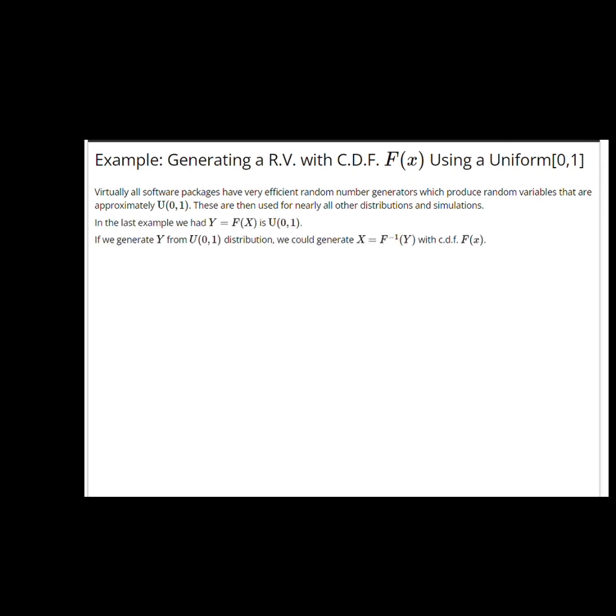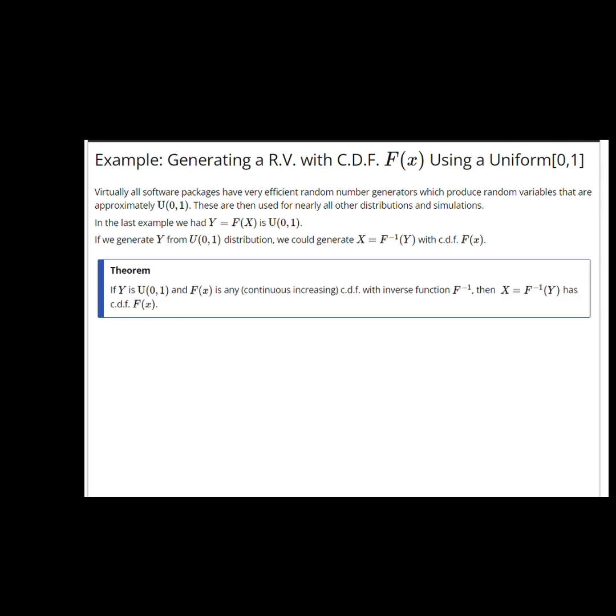Let's go back to the last example. We discovered that Y equals F of X is a uniform on the interval from 0 to 1. Of course, if we have an inverse, F minus 1, and apply it to both sides, this equation is equivalent to the equation X is equal to F minus 1 of capital Y, which is an equation relating a uniform random number Y to a random variable X having a cumulative distribution function F of X. This is at the very heart of random number generation. The theorem goes as follows.